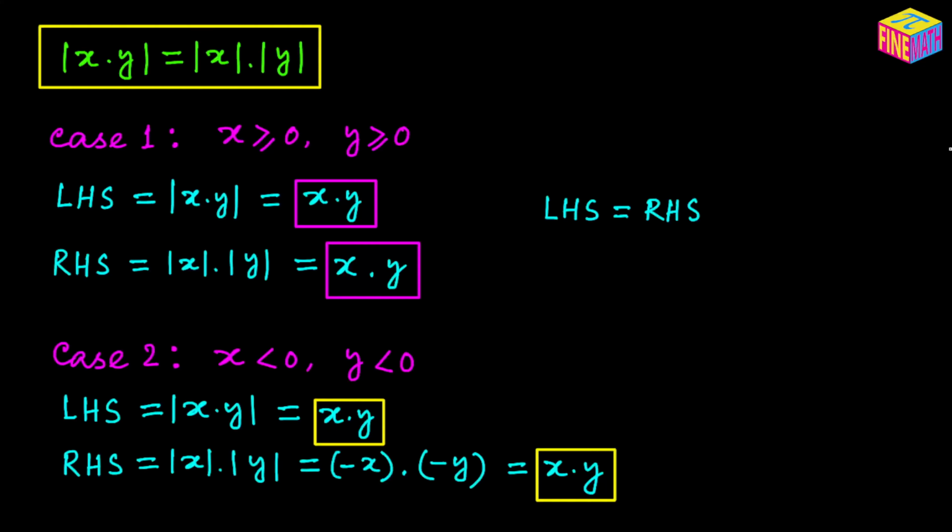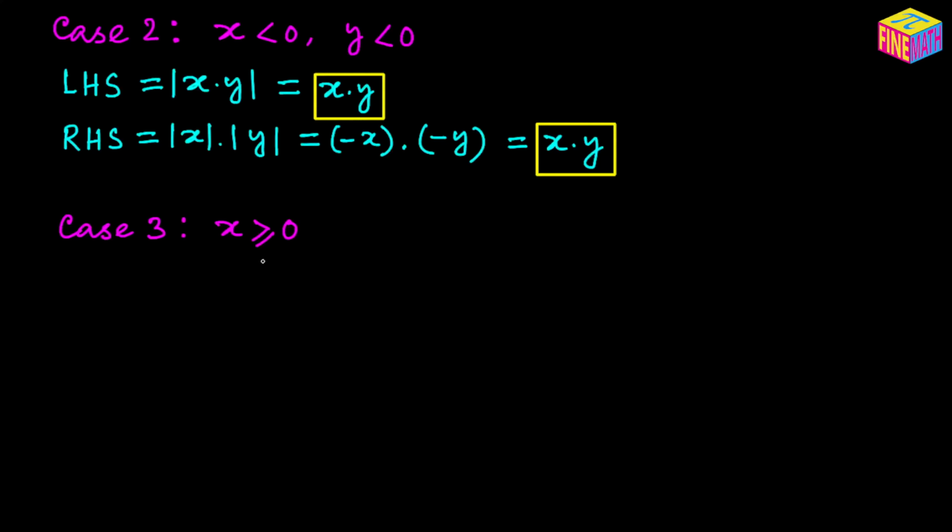Now let's take the third case. For the third case, let's take x as non-negative and y as negative. Then what would be the left hand side? Well, left hand side has modulus of x times y.